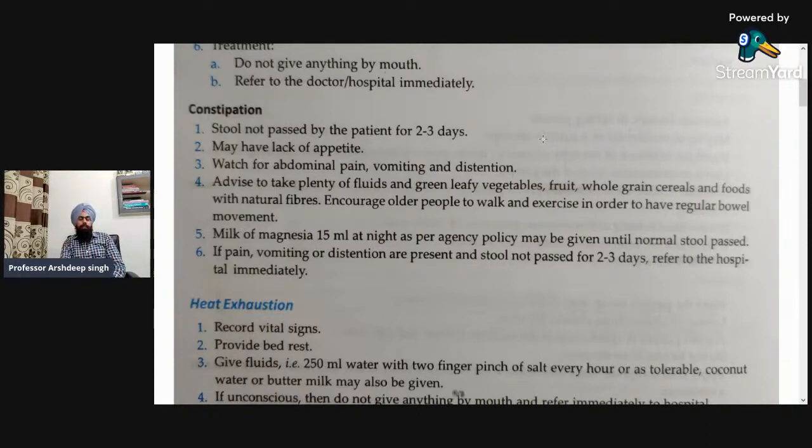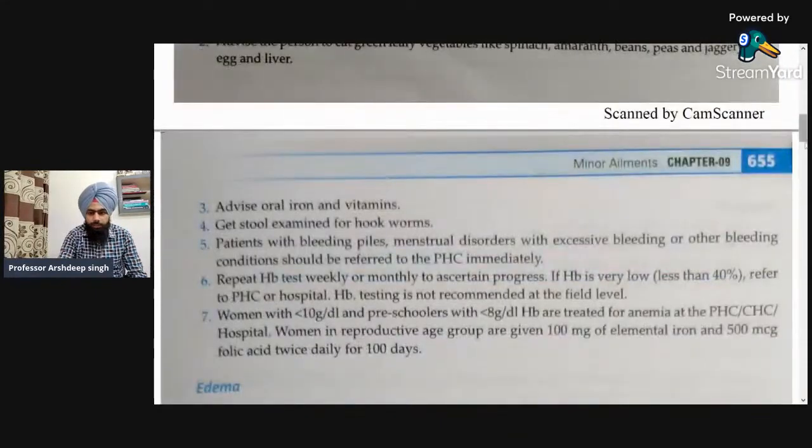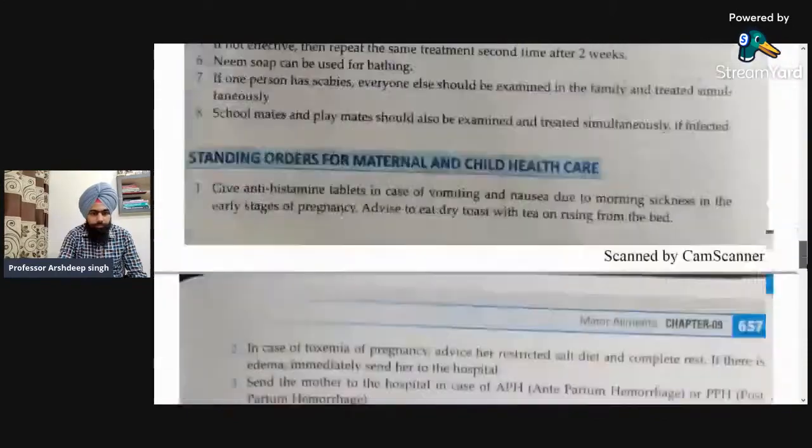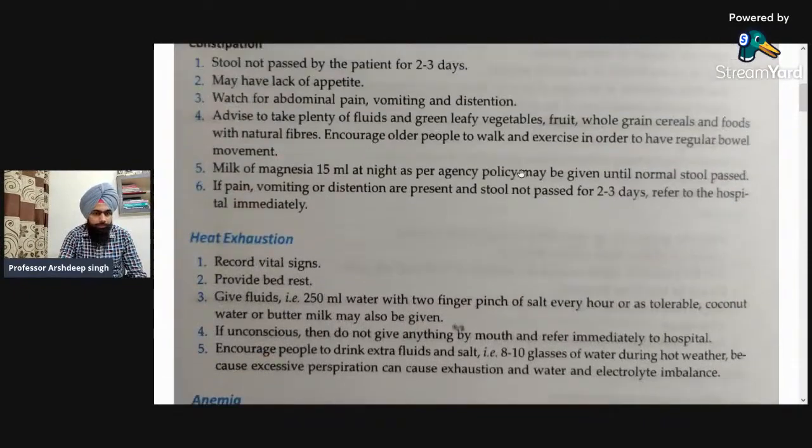The fluid diet is very beneficial because, obviously, the solid diet or solid food should be restricted, since the condition of constipation is there. So the diet should be restricted to liquid. Next is milk of magnesia, 15 ml at night, as per the agency policy. This must be given to the person.